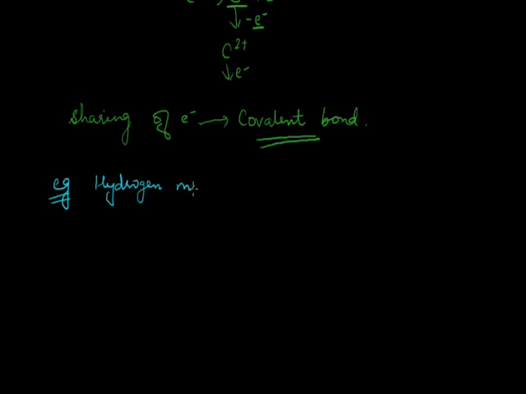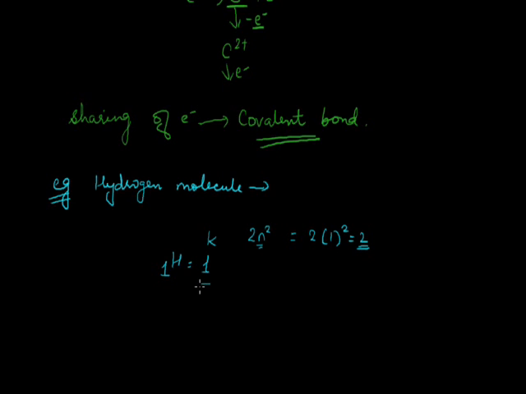Hydrogen molecule. This is the simplest molecule formed by sharing of electrons. The atomic number of hydrogen is 1. Its configuration is 1. It has only one electron in its outermost shell, that is the K shell. It requires only one more electron to complete the K shell because the capacity of the K shell is 2 according to the formula 2n square, where n is the shell number. Here we are referring to the first shell, so this will become 2 into 1 square, that is 2. So the maximum number of electrons that can be accommodated in the K shell is 2.